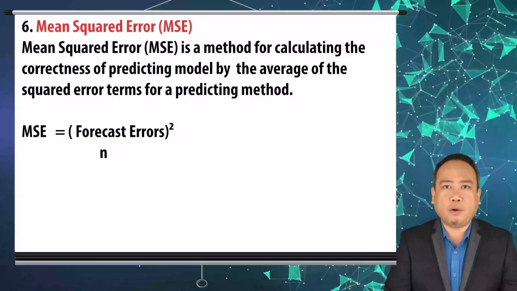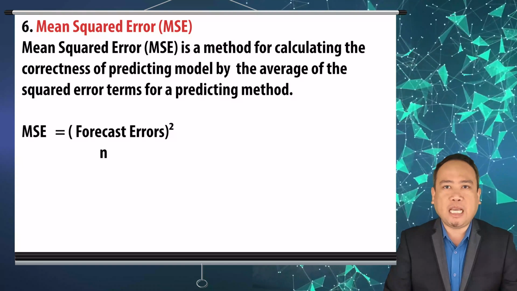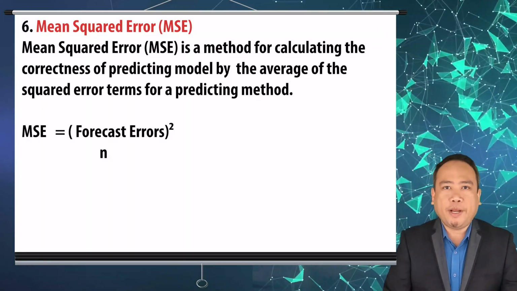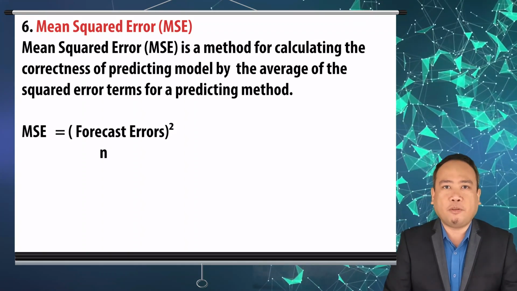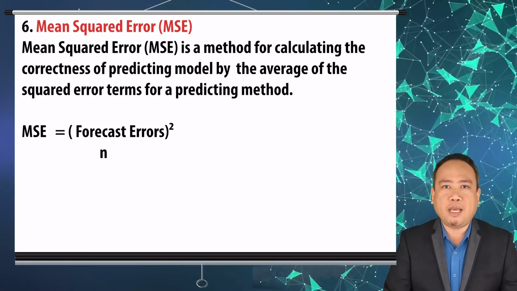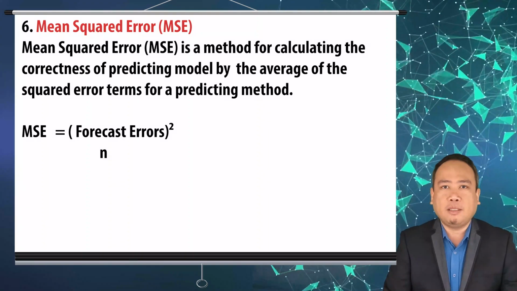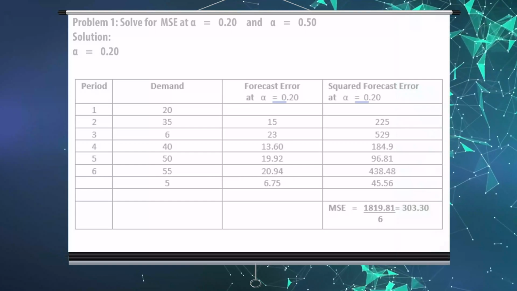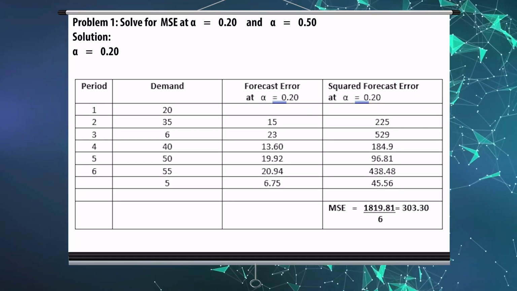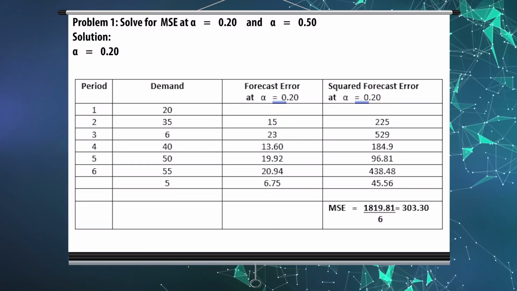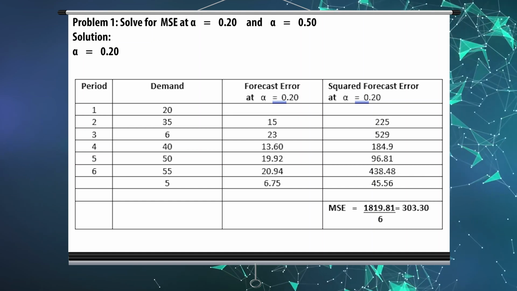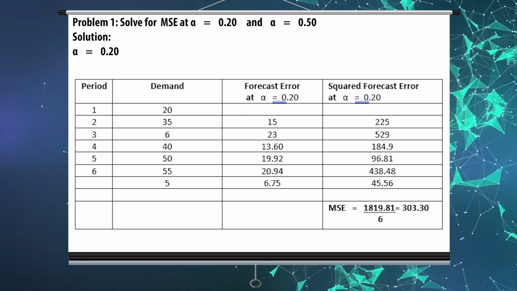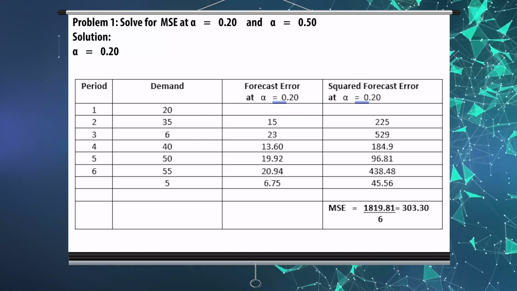Mean squared error or MSE. MSE is a method for calculating the correctness of a predicting model with the average of the squared error terms for a predicting method. MSE is computed using the formula, the sum of the squares of the forecast errors divided by n. For our sample problem number 1, we are tasked to solve for MSE at alpha equal to 0.2 and alpha equal to 0.5. For the first solution, alpha is equal to 0.2.